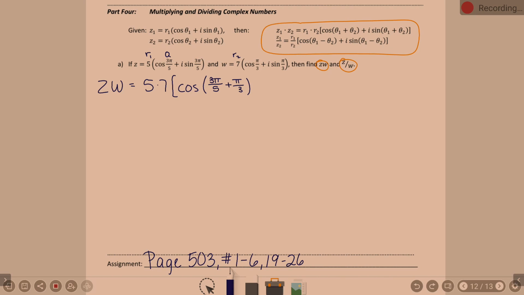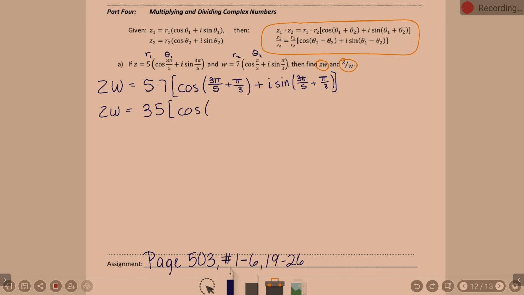Theta 1 is 3 pi over 5, and theta 2 is pi over 3. It's going to be adding those. And then plus I times sine, and it's going to be the same thing, 3 pi over 5 plus pi over 3. And from here, it's just a matter of cleaning it up. Out front, we know that 5 times 7 is 35.